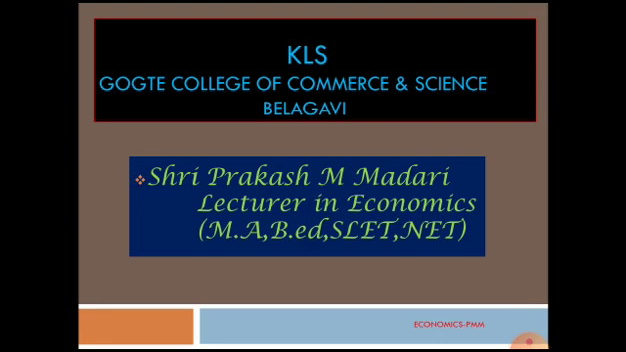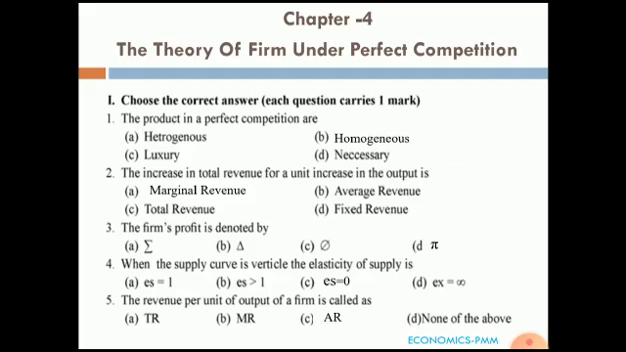In previous sessions, we have started a very important question bank. So today we are going to deal with chapter 4 question bank. The title of this chapter is The Theory of a Firm Under Perfect Competition. So the first section and the first part is choose the correct answer.